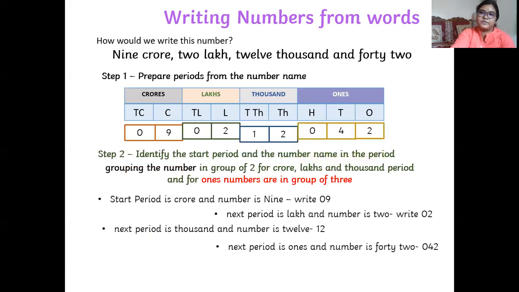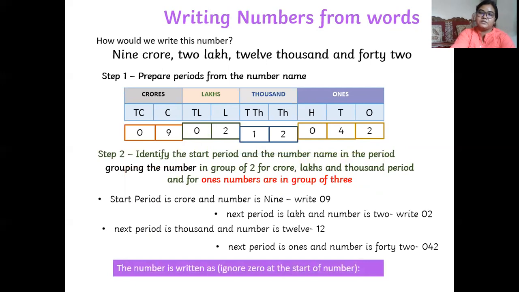So we'll write it as 42, but we have to remember the first period, that is ones, should hold 3 places. So 42, in order to make 42 as 3 digits, we'll write it as 042. So this is how you have converted words into figures. So this 9 crore 2 lakh 12,042 in figures can be written like this by replacing the commas: 9 crores 2 lakh 12,042.